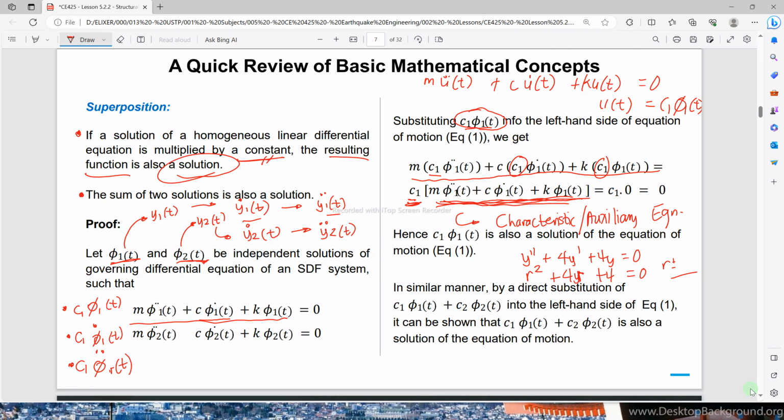As you may remember from your integral calculus, we call this our auxiliary or characteristic equation for this differential equation. So this is the auxiliary equation and the differential equation. So we can apply the superposition principle.